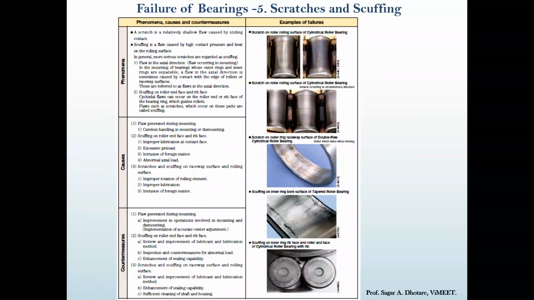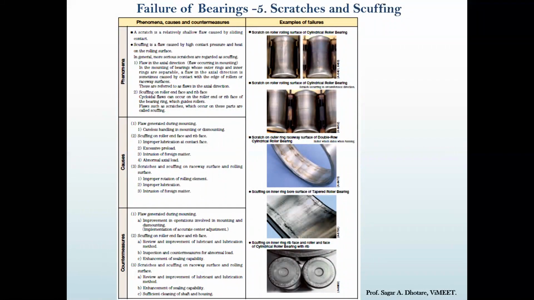Now the next one is scratches and scuffing. In figures 1, 2, and 3, you can properly see the scratches, and in 4 and 5, you can find the scuffing. Scratches are relatively shallow flaws caused by sliding contact, and scuffing is flaws caused by high contact pressure and heat on the rolling surface. Generally, scratches are more serious because, based on the scratches, it might go to final fatigue failure.